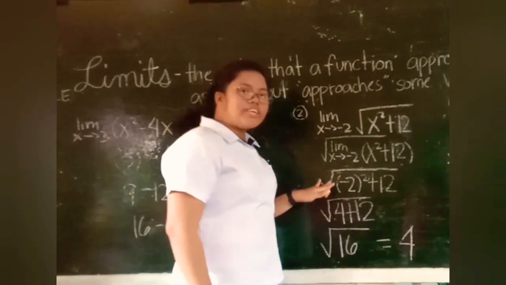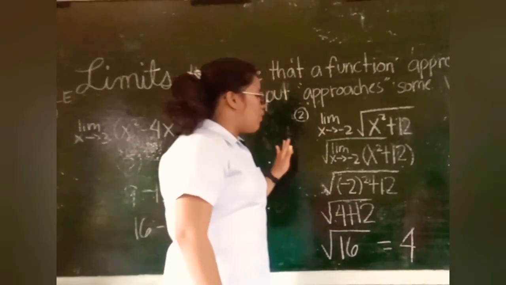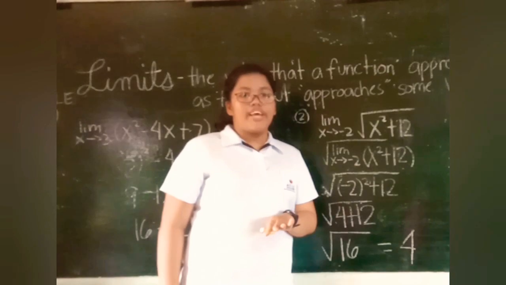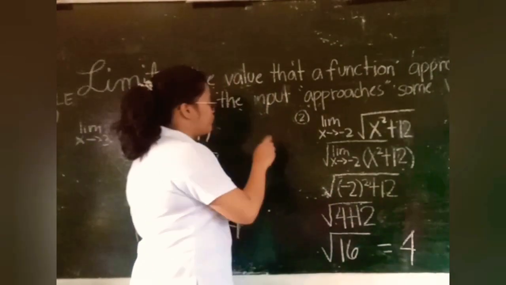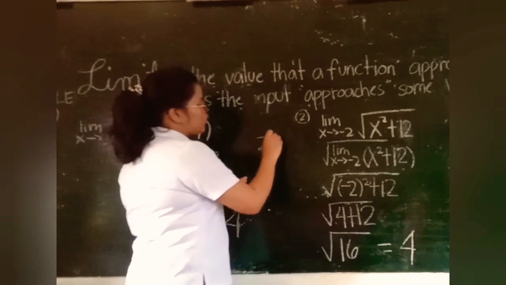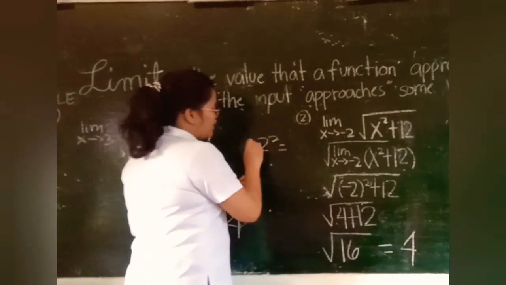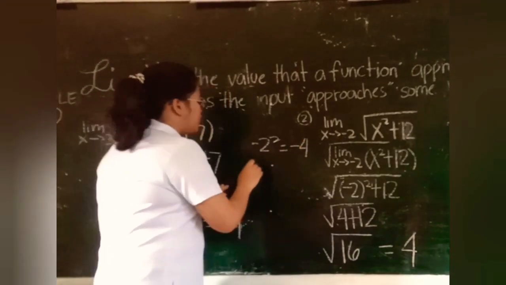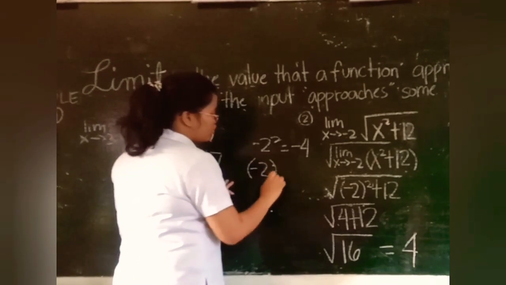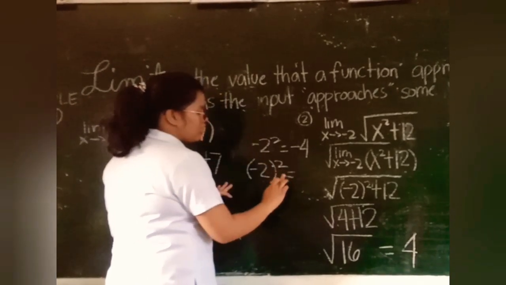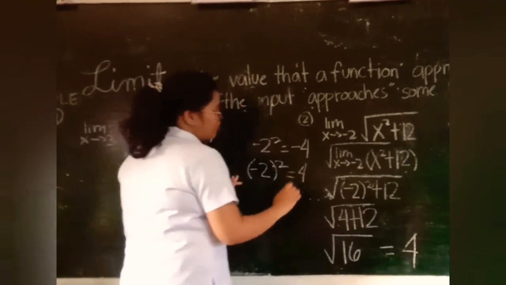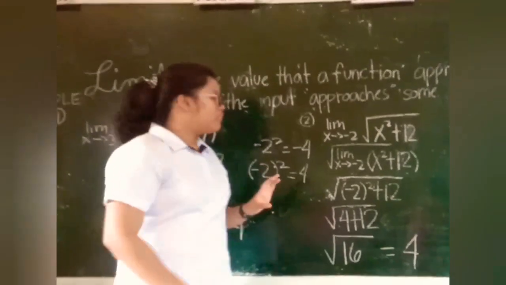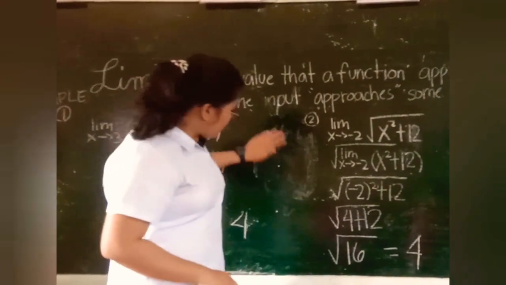Quick note, always use parentheses when substituting a numerical value into an algebraic expression. Like for example, negative 2 squared without parentheses is equal to negative 4, whereas when you use parentheses, (negative 2) squared is equal to positive 4. So the exponent only acts on what it is sitting on. So let's proceed to the operation.